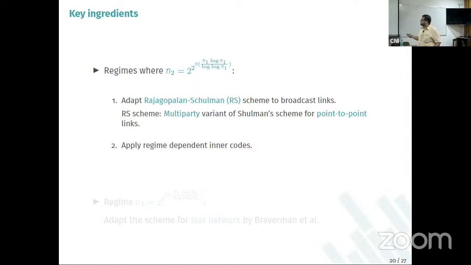Here, the coding scheme that you use, which I mentioned slightly before, is a layered coding scheme. So basically, what you do is you run a version of the Rajagopalan scheme, which is a scheme for a network of point-to-point links. But you have to adapt it to the case of broadcasting. And in each scheme, again, this is like a multi-party variant of the Schulman scheme. So at every party you run the 2-party scheme. That is what the Rajagopalan scheme is like.